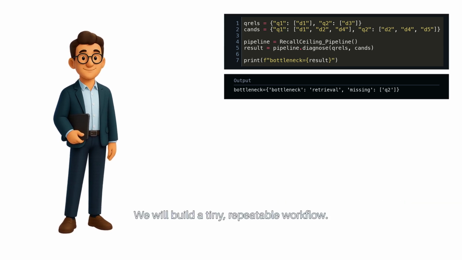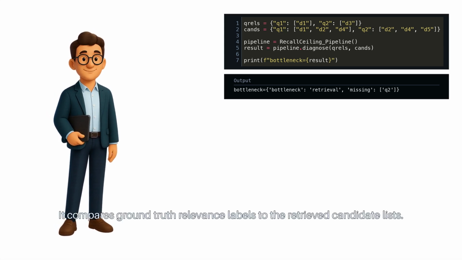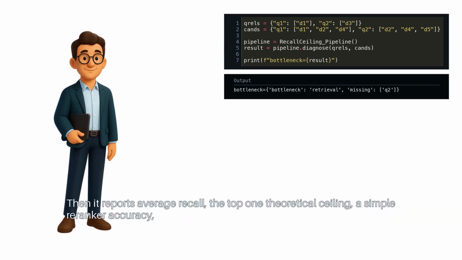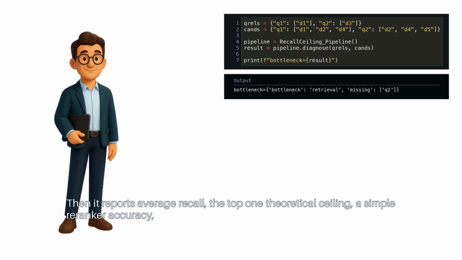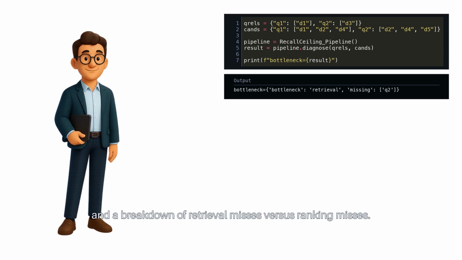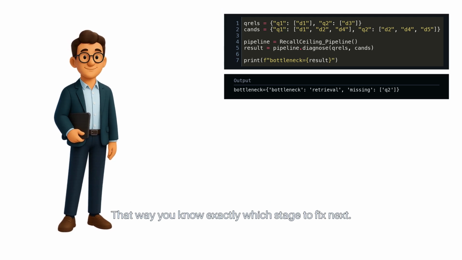We will build a tiny, repeatable workflow. It compares ground truth relevance labels to the retrieved candidate lists. Then it reports average recall, the top one theoretical ceiling, a simple re-ranker accuracy, and a breakdown of retrieval misses versus ranking misses. That way, you know exactly which stage to fix next.